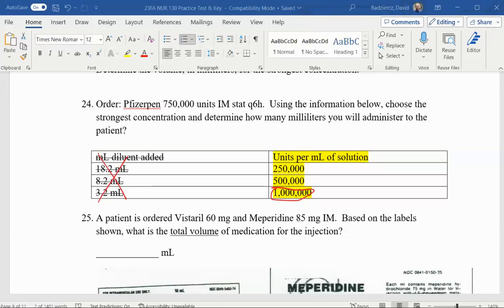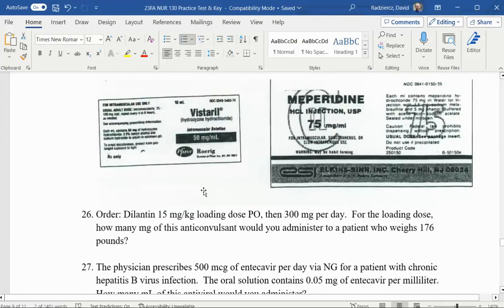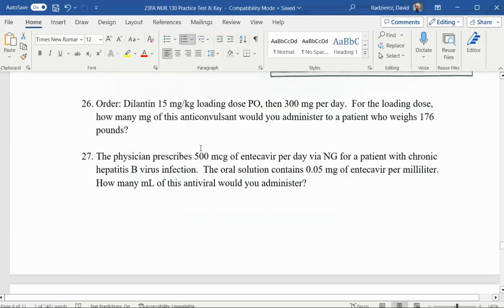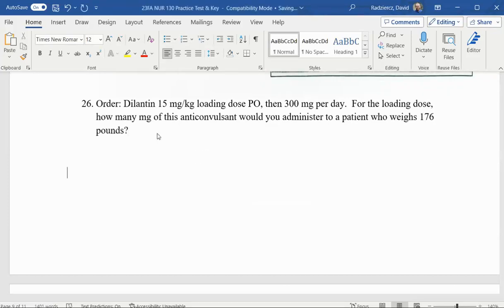All right, so let's jump down there to those questions. Let's do what is now 26 and 27, because the numbering has changed. Sorry about that. This is an example of a two-step problem, because you have to account for the patient's weight, convert the patient's weight in pounds to kilograms, and then find out what the milligram loading dose is.